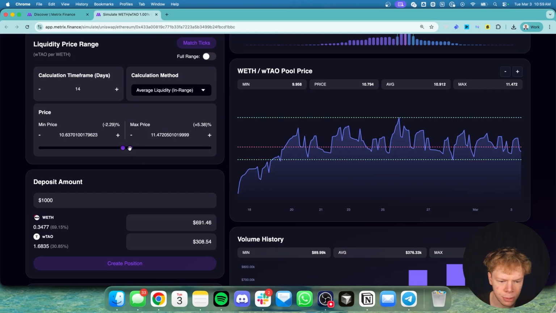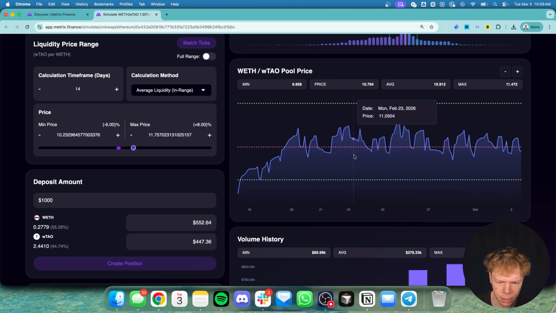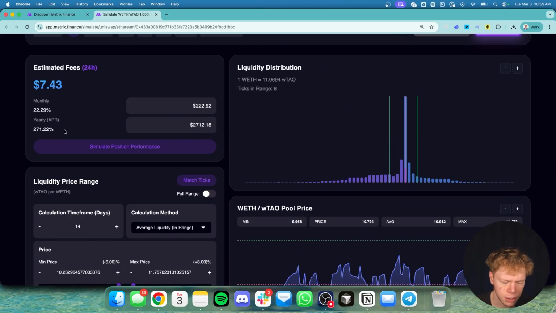Now we can select our price range here and everything like that. Again, I could do a dedicated video on finding prices if we need to, but let's just say I were to set my price range something along the lines of this, showing I'm doing a 271% APR. Now, the blessing and the curse of Metrix, I shall say, is it's composable, meaning that you actually have to make sure that this right here is accurate. But with that being said, I'm going to show you exactly how you can do that.